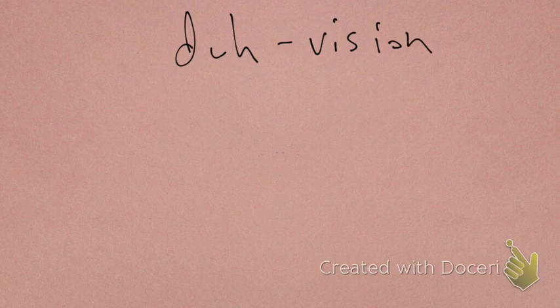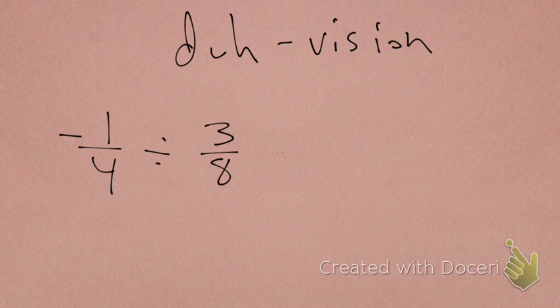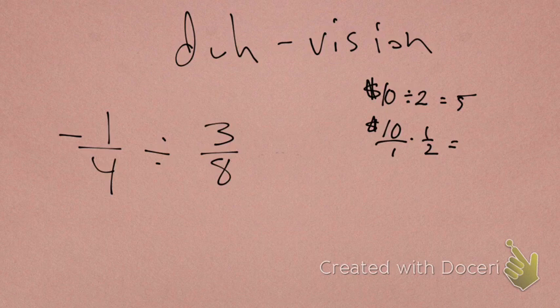Let's look at a little division, or as I like to call it, division. Okay? So let's say we had something like negative 1/4 divided by 3/8. Okay? Division is actually multiplication. You might know this intuitively. Let's say you had $10. What's half of $10? Yeah, $5. Another way to get half of $10 is to take 10 and multiply by half.